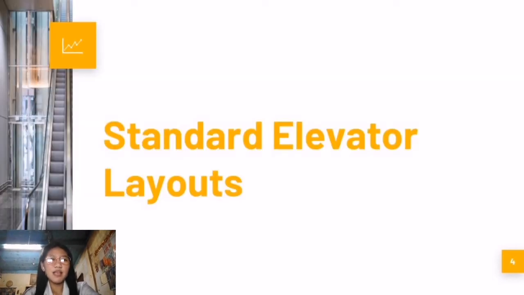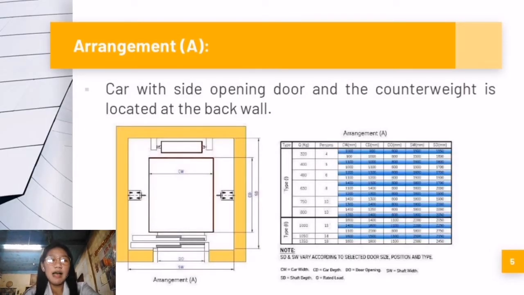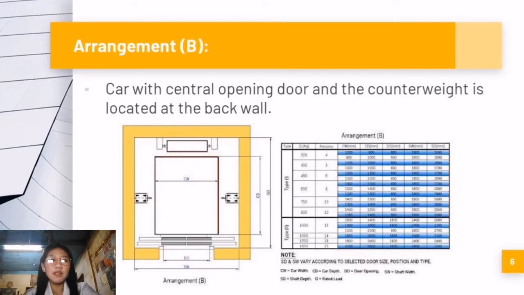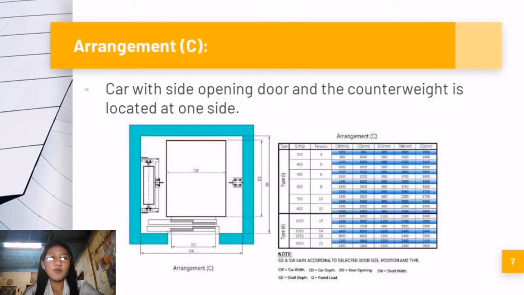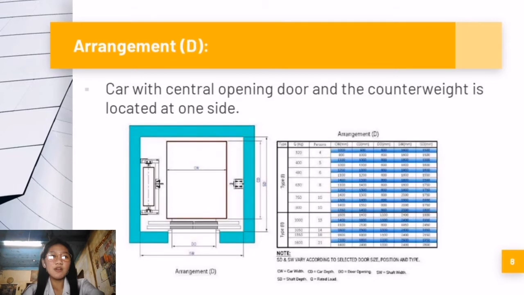So there are standard elevator layouts. First is arrangement A, where the car has a side opening door and the counterweight is located at the back wall. While arrangement B is where the car has a central opening door and the counterweight is located at the back wall. Arrangement C is a car with a side opening door and the counterweight is located at one side. While arrangement D is a car with a central opening door and the counterweight is located at one side.